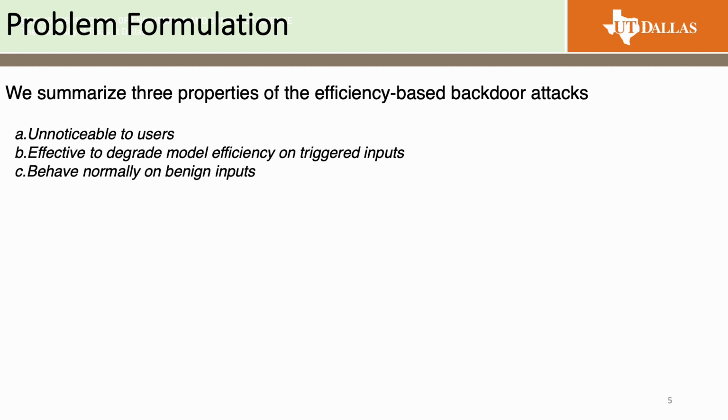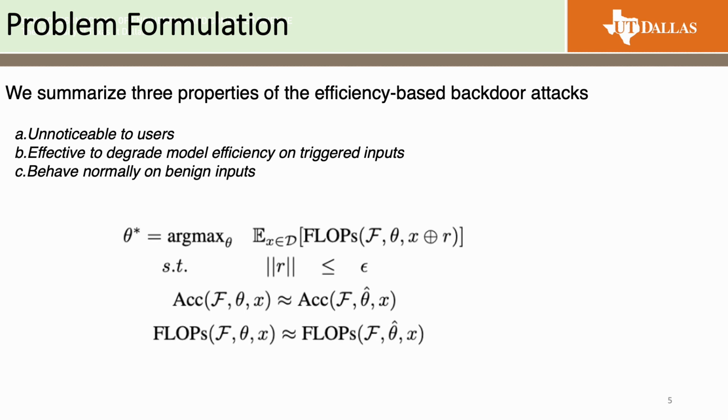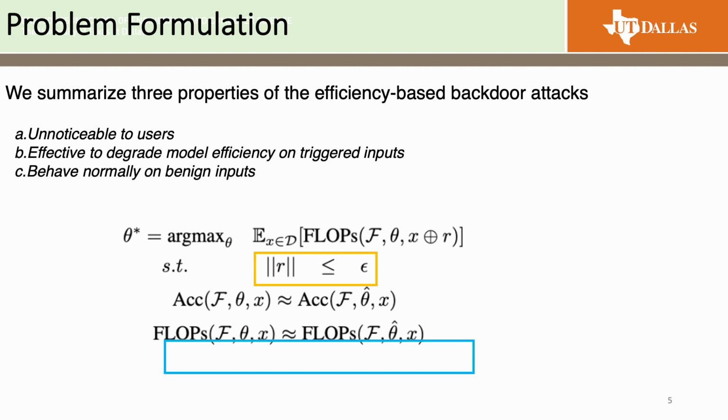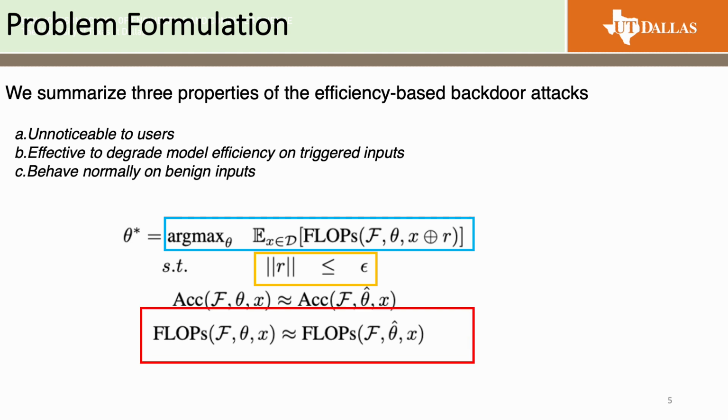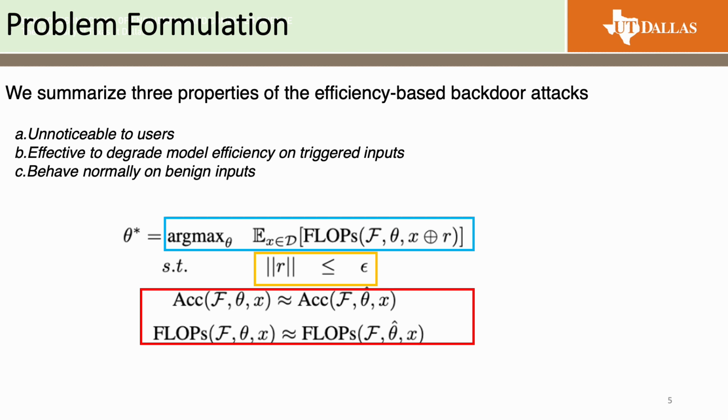We formulate these three properties as an optimization problem, as shown in this equation. Here, this constraint represents the backdoor trigger should be minor and not noticeable. And our optimization goal is to maximize the computational cost of the victim model. And the constraint here represents we push the model to behave normally on benign inputs.